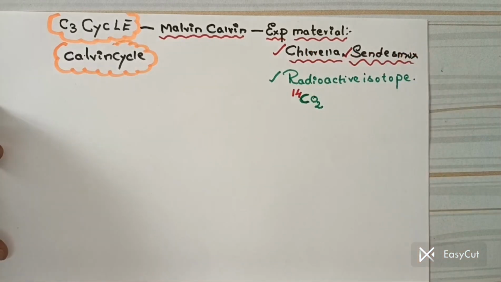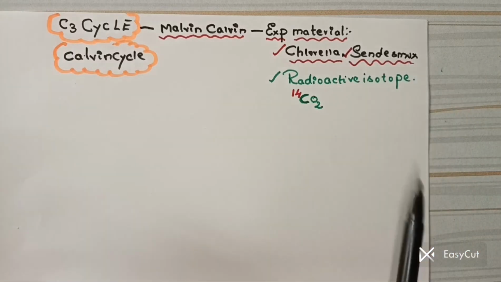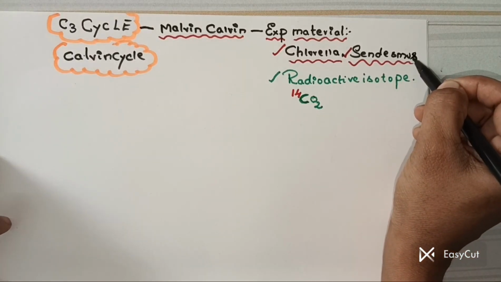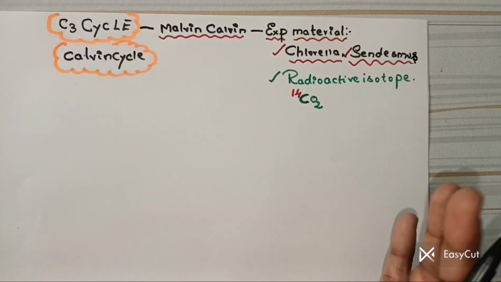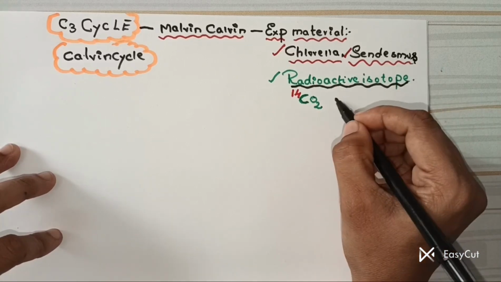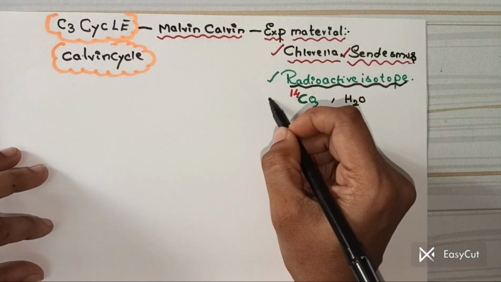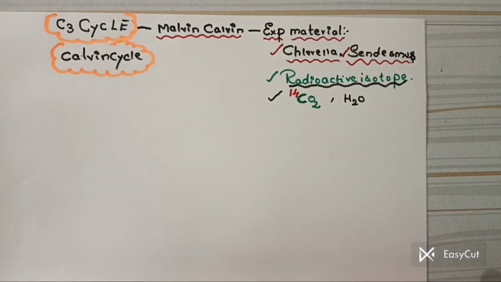called chlorella and scenedesmus. Once again, please repeat, what are the experimental materials of Melvin Calvin? One, chlorella. Another one is scenedesmus. Another thing, he has taken the radioactive isotope. Was it for water or carbon dioxide? Your answer should be that he has taken the radioactive isotope for carbon, C14.